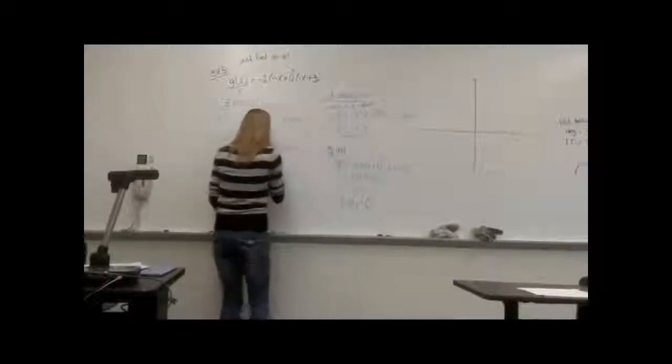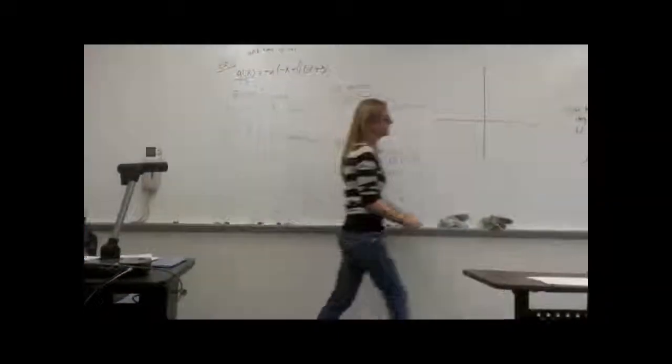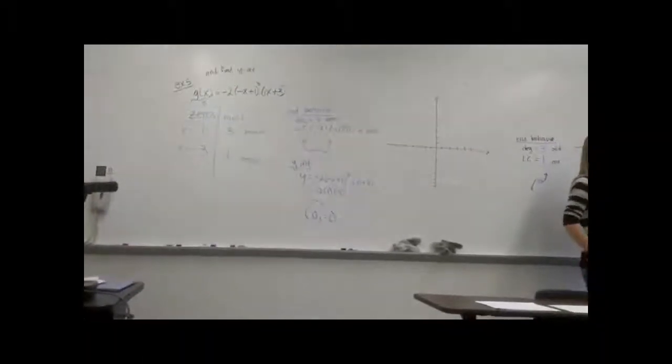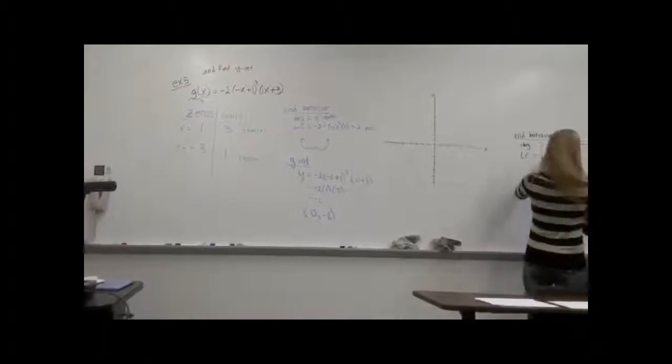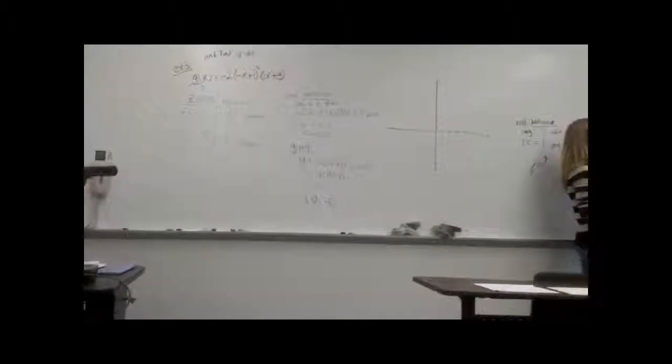How would we have graphed it without the y-intercept again? We just guessed. I totally just guessed. And where are those two plots? These came from the zeros. I erased them. They came from the zeros. We had a 0 of negative 3 and a 0 of 1.